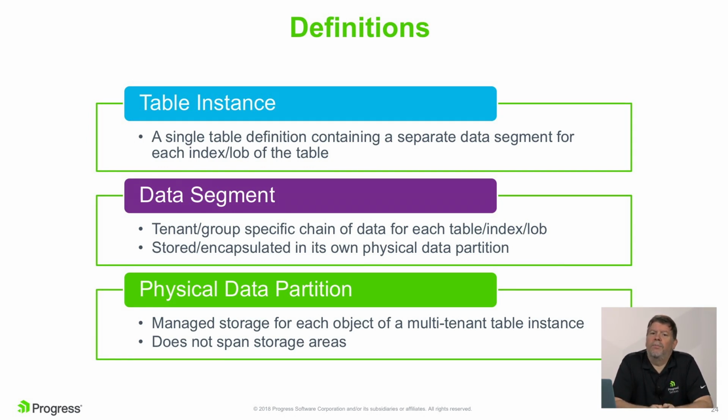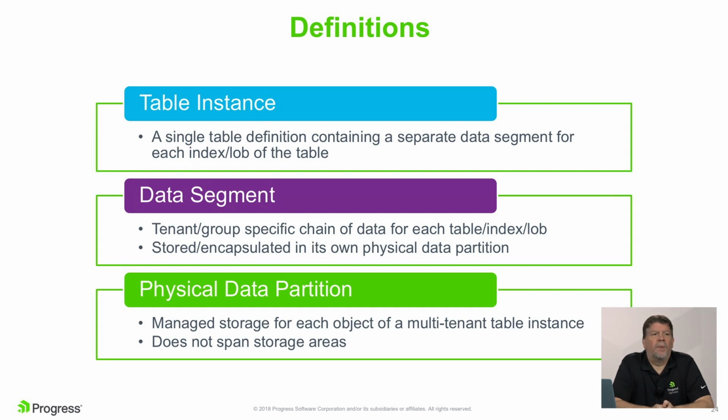That's a tenant or group that has a specific chain of data for each table, index, or large object, whether it's a blob or clob. They're stored in their own physical data partition. Again, here's where the DBA starts to hate you, because they have to go out, they have to define everything. Now we have physical data partitions, which are managed storage for each object of the multi-tenant table.